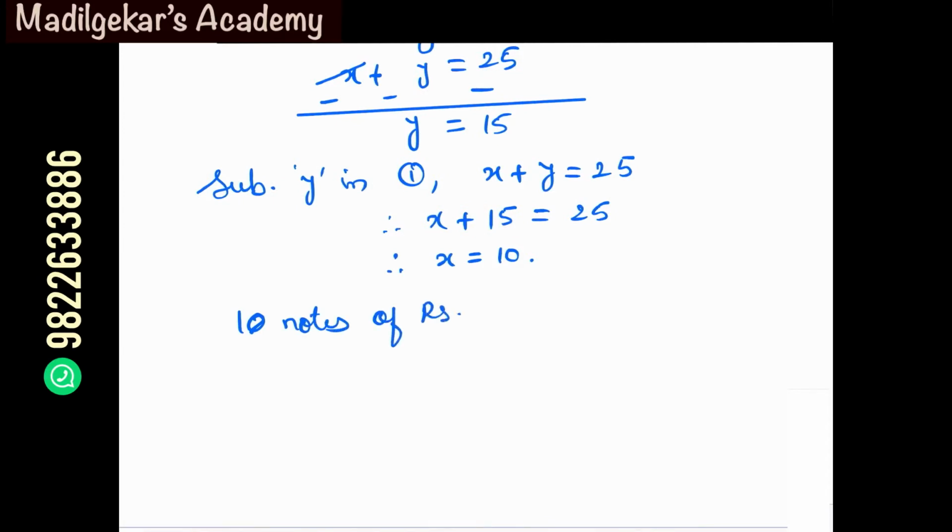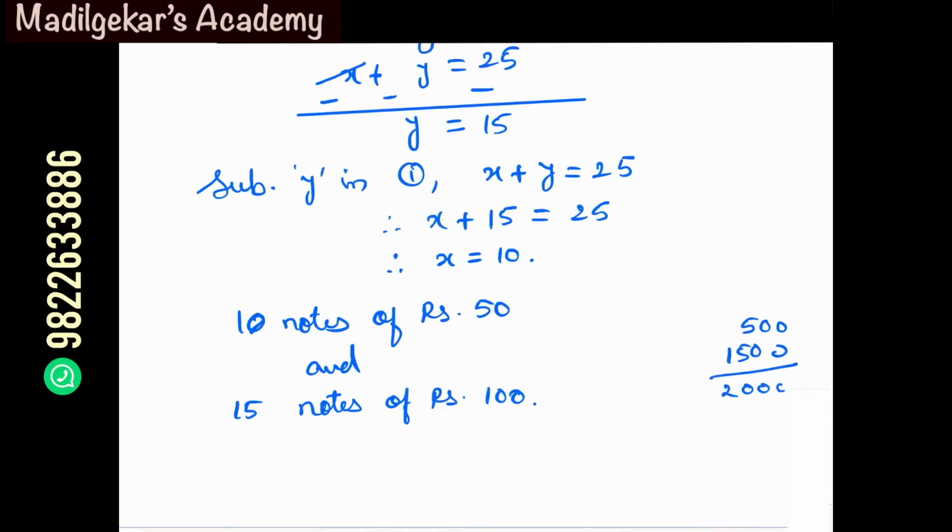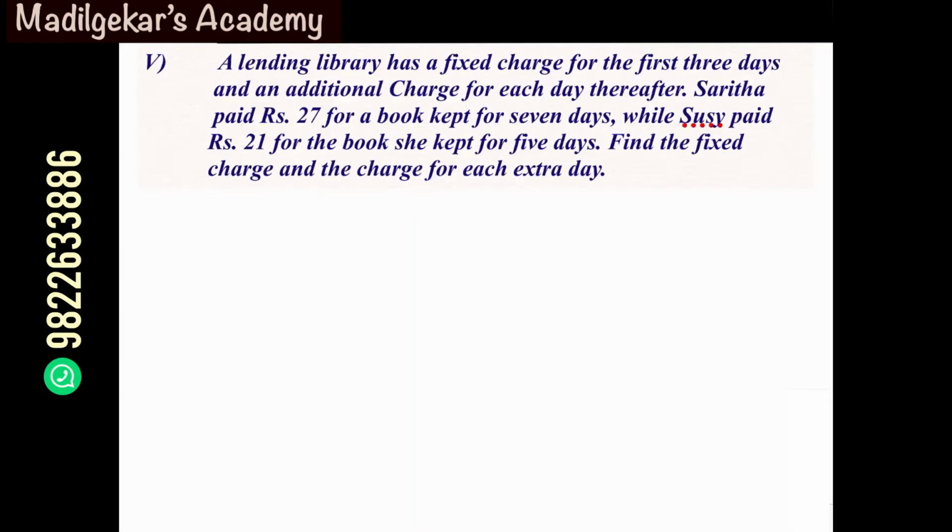So 10 notes of rupees 50 and 15 notes of rupees 100. And this can be easily verified also. 10 into 50 is 500, 15 into 100 is 1500, and together it is 2000. Now let's solve the last question of this exercise.